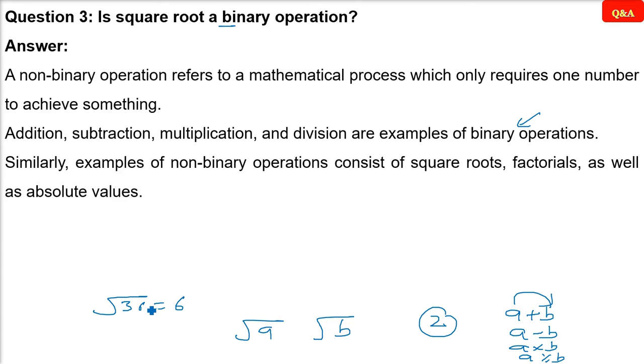They are unary operations. For example, the factorial of 3. 3 into 2 into 1. We just need 3. We don't need two values. So factorial of a, factorial of b, under root of 36. These are all unary operations.